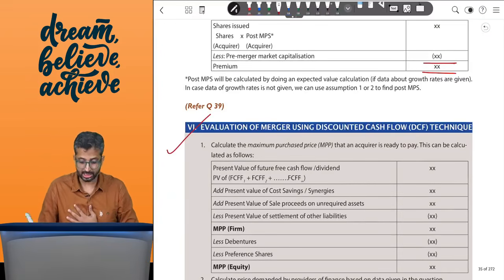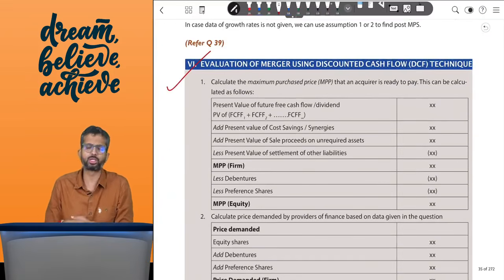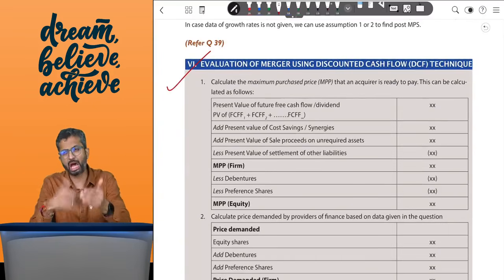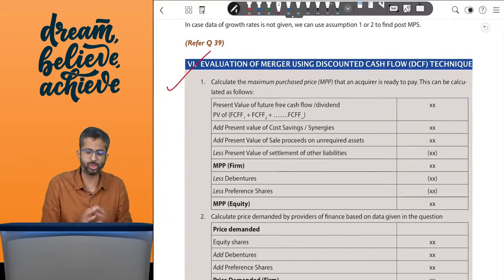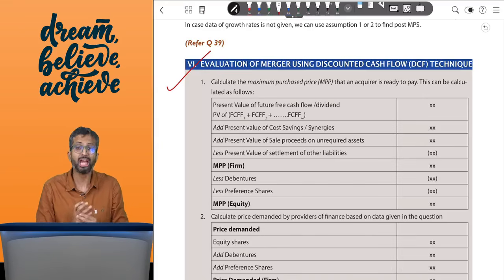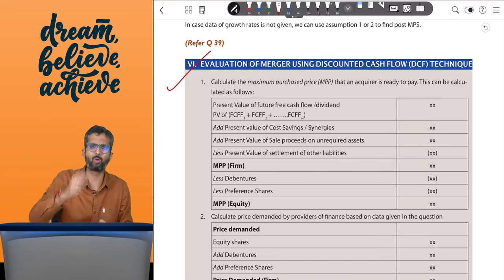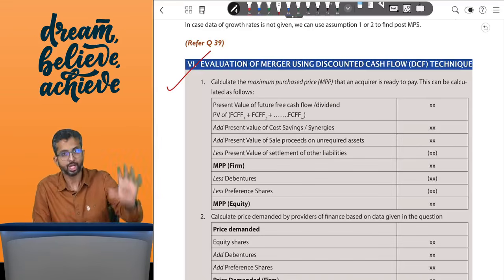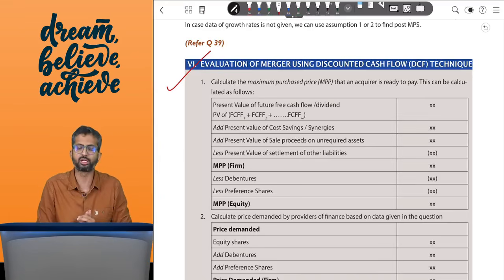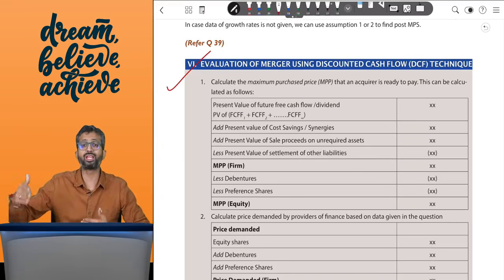Now the next step over here would be evaluation of merger using the discounted cash flow technique. This is largely an overlay with the valuation chapter, especially valuation of equity, where you use the free cash flow method or Gordon's method to find the value. So we will say how much is the maximum value you will be willing to pay. That is based on the cash flows that the target can generate for me, so that is the present value of the expected future cash flows.